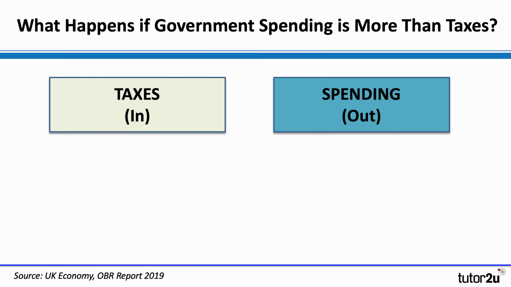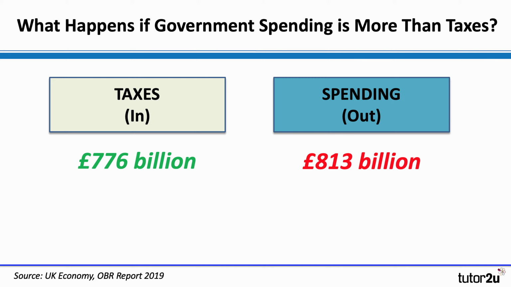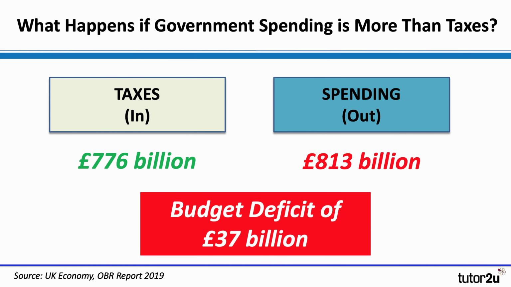And of course there's going to be a situation where the taxes that are raised are not enough to cover what the government wants to spend. So for example, here's some data for the UK. In 2018 it's expected that the total value of taxes raised will be £776 billion. However, the government would have spent £813 billion, which means that there is a deficit. Spending is greater than taxes, in this case a budget deficit of £37 billion. And the way the government funds or finances that is by borrowing money, government borrowing, and therefore increasing the national debt. Okay, that's fiscal policy.